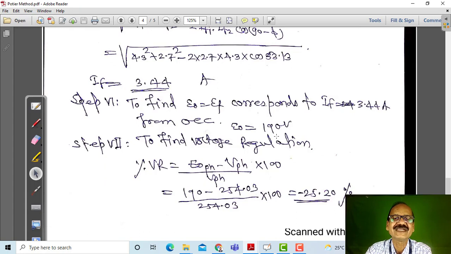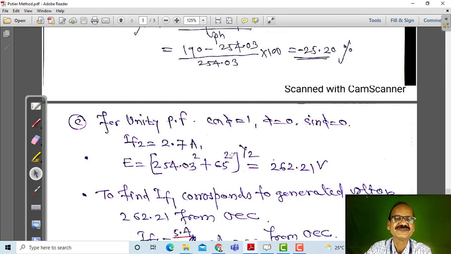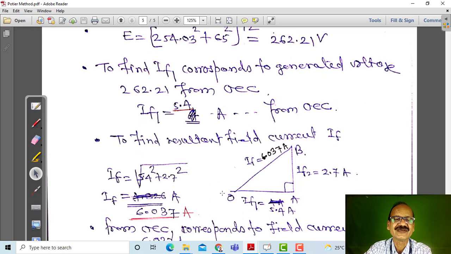So it is 190 volt, and therefore find the voltage regulation as usual, EPH minus VPH upon VPH, and the answer is minus 25.20%. This is the voltage regulation obtained at a leading power factor. Similarly, you can find the voltage regulation at a unity power factor. For unity power factor, cos phi is 1, phi equal to 0, sin phi equal to 0.